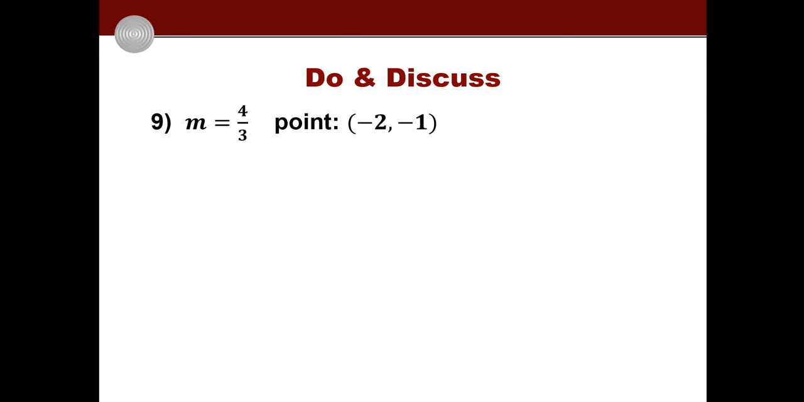Number 9 said draw the line that has a slope of 4/3 and contains the point -2, -1. So you should use graph paper for these. Graph paper is under the notebook paper on the counter, and a ruler to draw your line. So I'm going to freehand this, but later when we get to more graphing, then I expect you to use that.